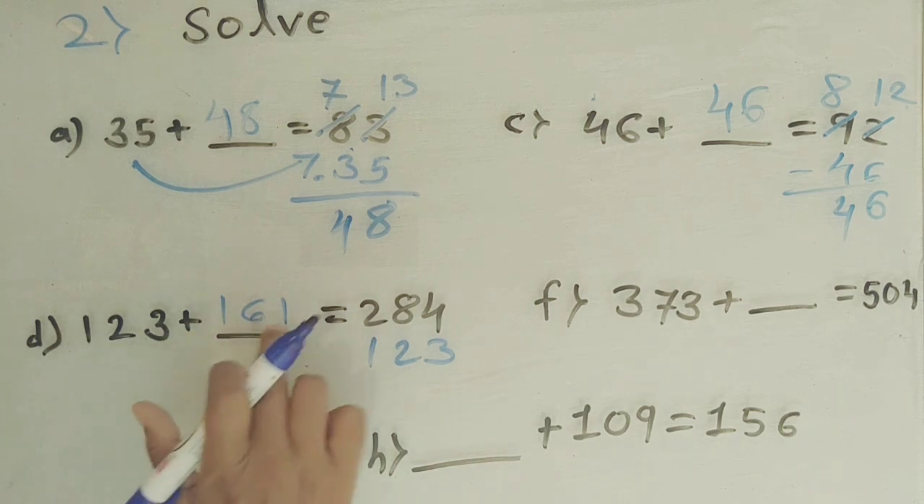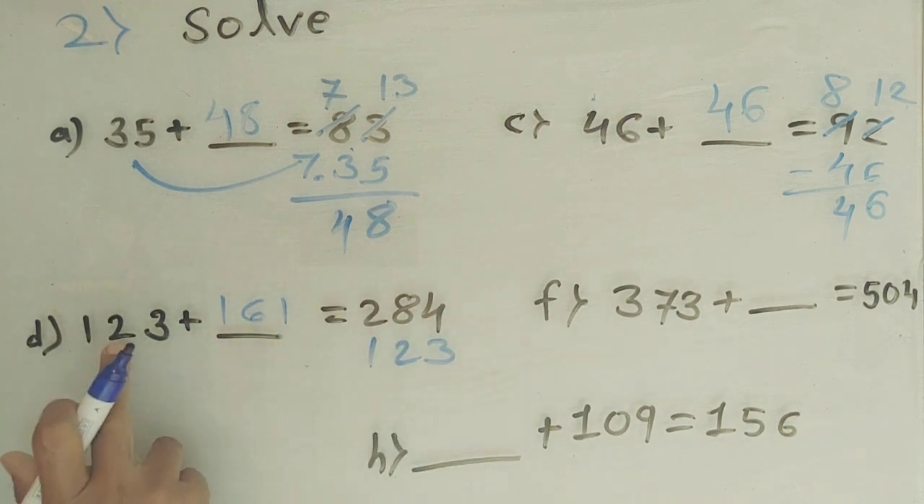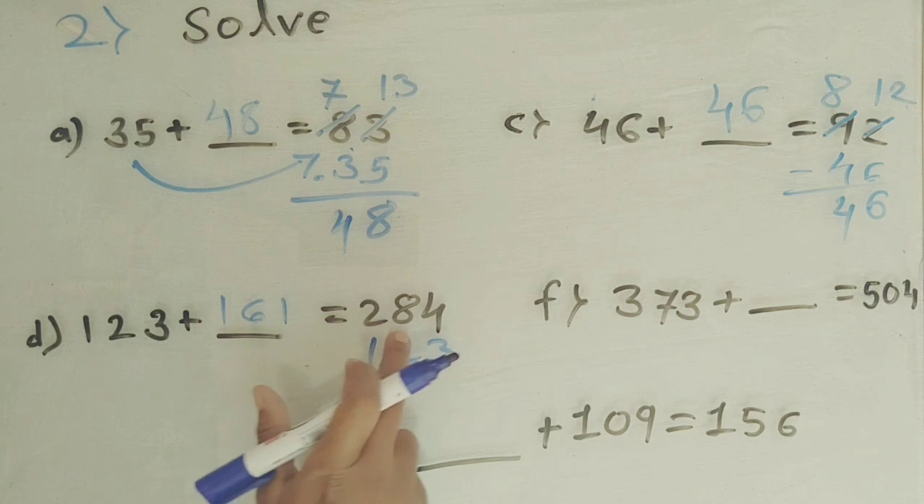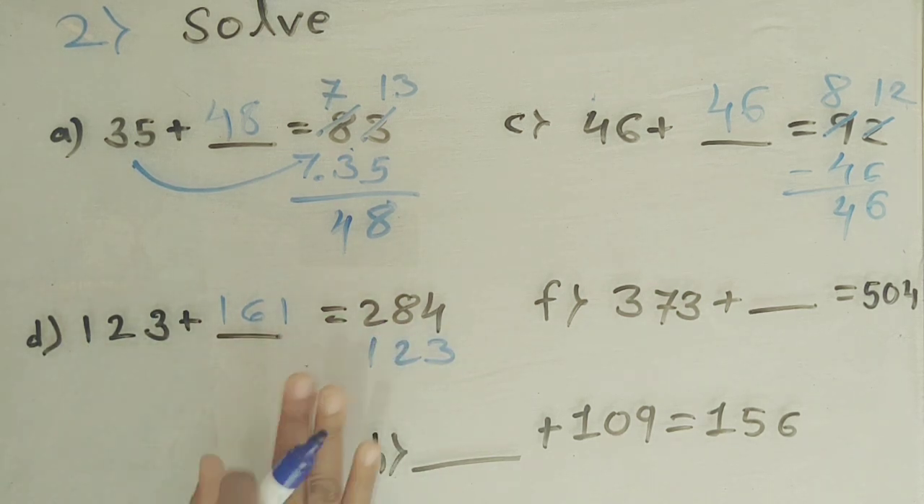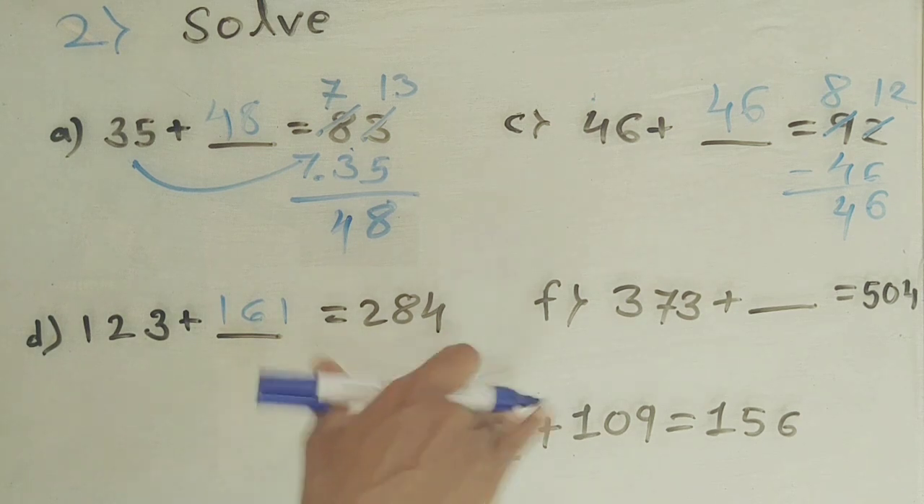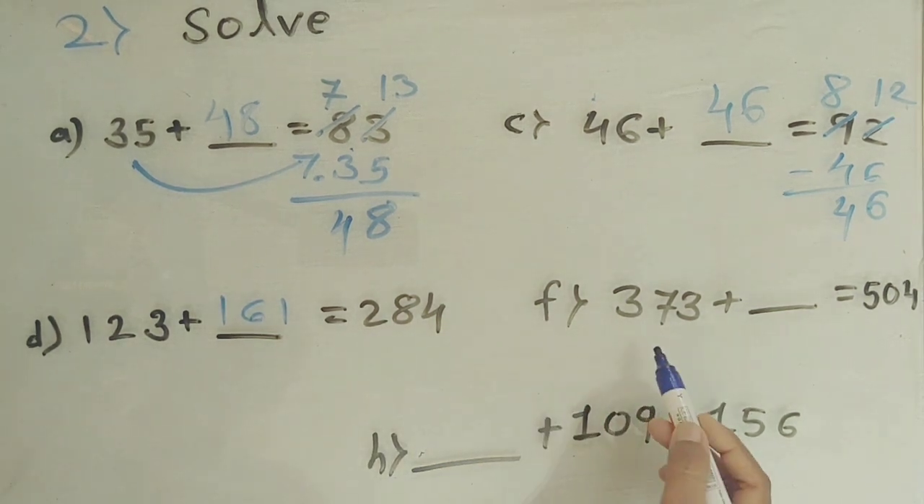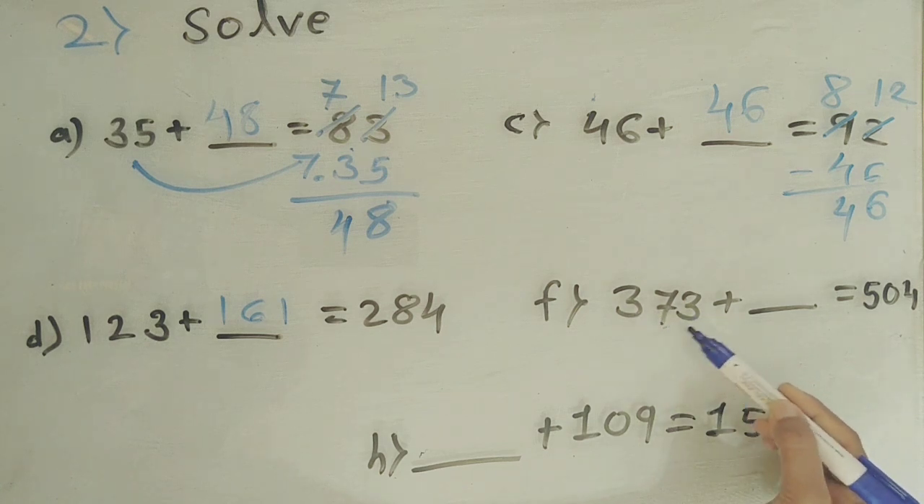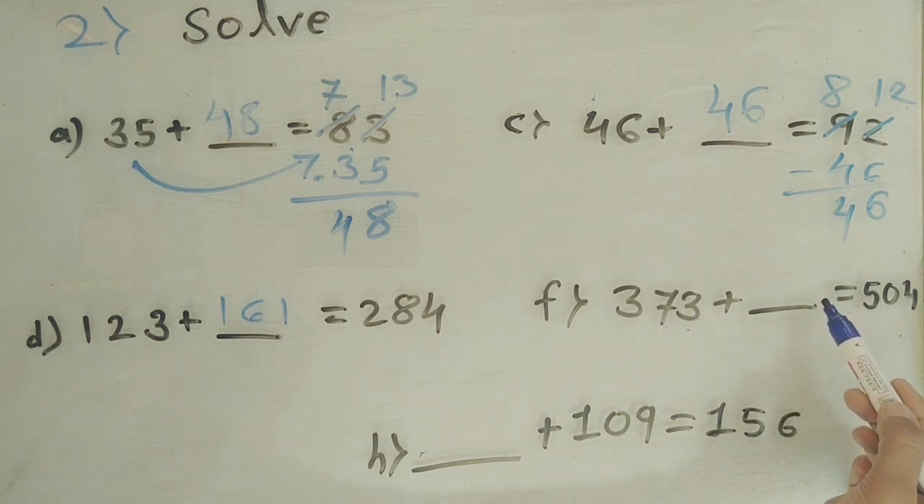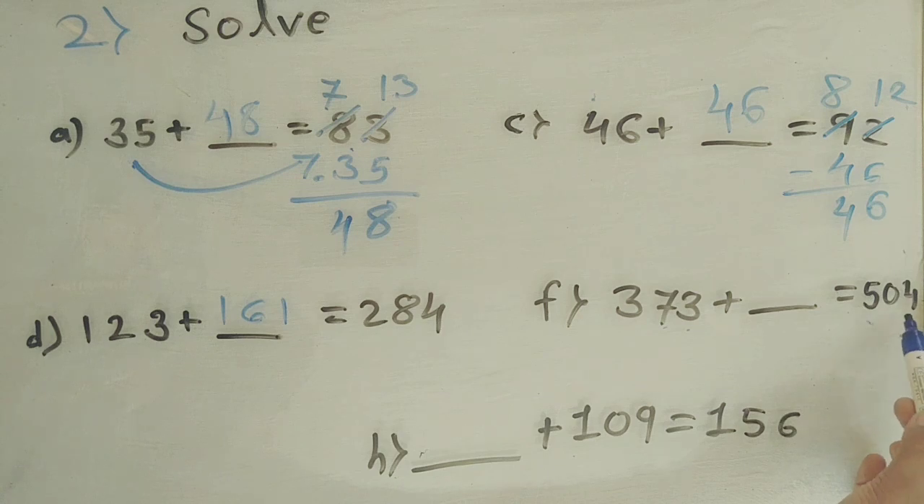Okay. Now 3 plus 1 is equal to 4. Now 2 plus 6 is equal to 8. And 1 plus 1 is equal to 2. So our answer is exactly correct. Okay. Now see this one. We should subtract 373 from 504.